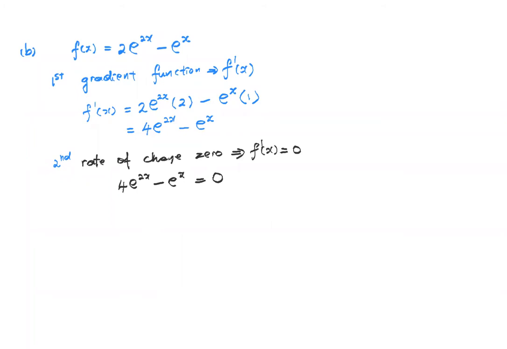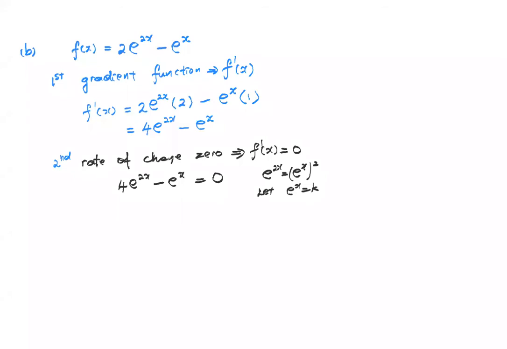Okay, we go back to our indices. e^(2x) can be written as (e^x) squared, am I right? Then we let e^x be equal to k. So now you try to solve this by yourself. Okay, so I will have 4(e^x)^2 - e^x = 0. So 4k^2 - k = 0. So I factorize out the k.